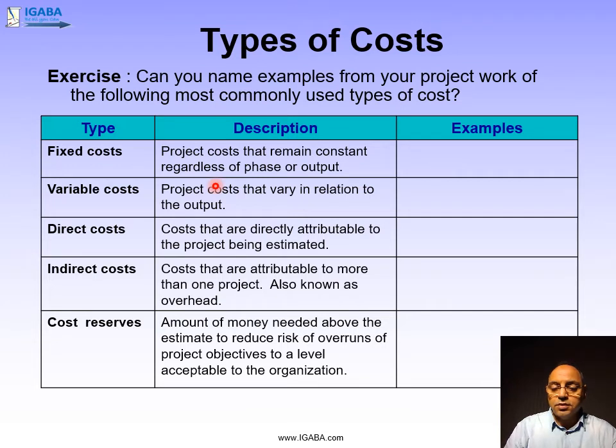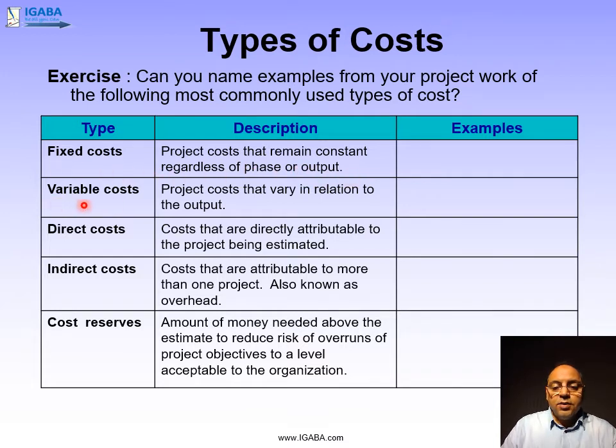regardless whether the project is going to build 100 villas or 150 villas. You still need the same temporary installations to accommodate the project management team, for example. So that's an example of fixed costs. And here, project costs that remain constant regardless of phase or output.